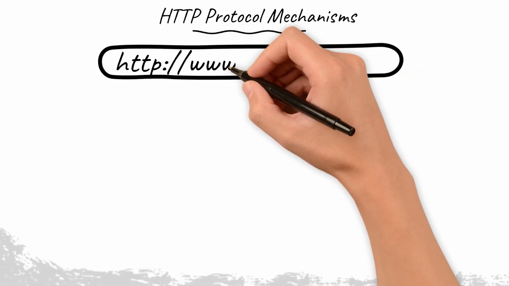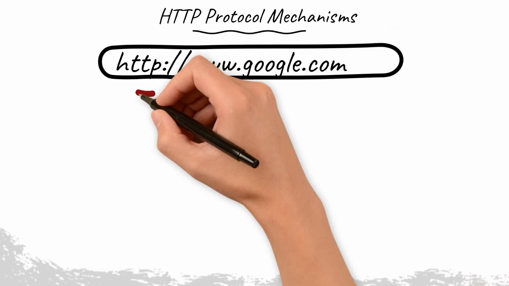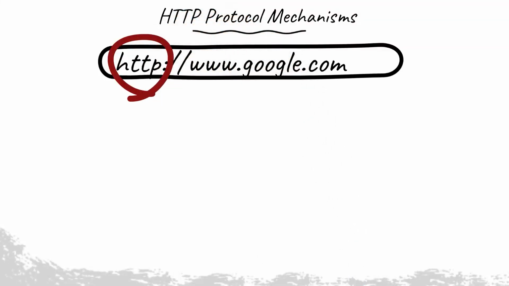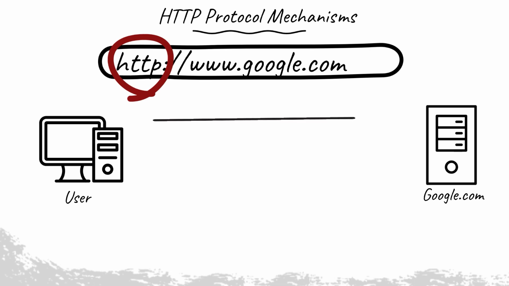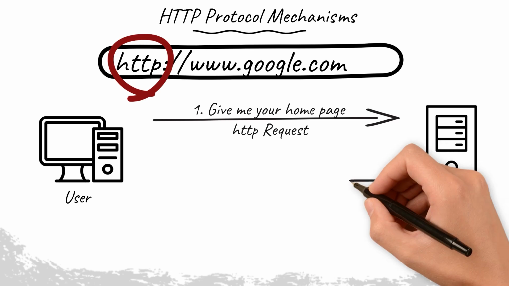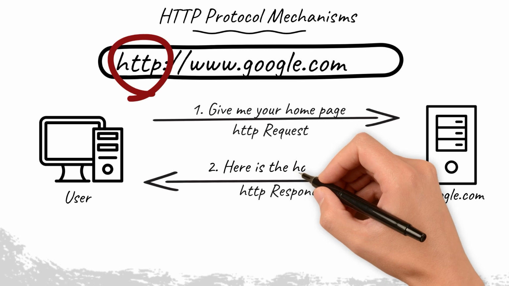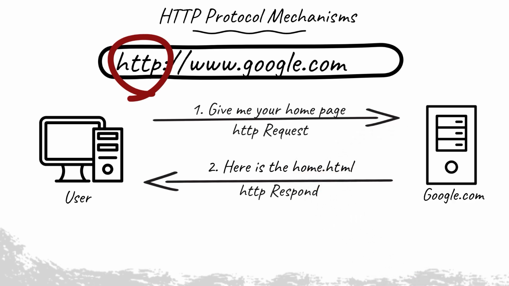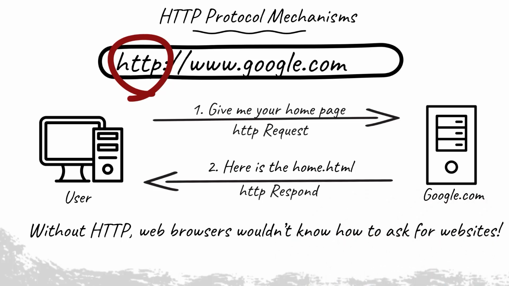Let's say you want to visit a website. Your browser doesn't just magically pull the page from the internet. Instead, it uses HTTP, Hypertext Transfer Protocol, a set of rules that tells web servers and browsers how to talk to each other. When you type a website's address, your browser sends an HTTP request to the web server asking for the home page. The server replies with an HTTP response, sending the web page data back to your browser. Your browser then displays the page. Without HTTP, web browsers wouldn't know how to ask for websites.